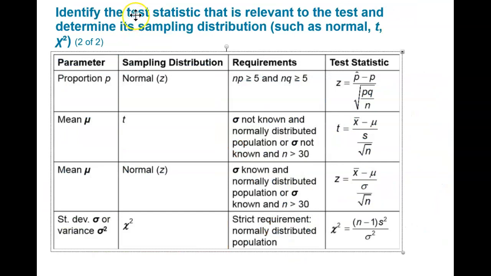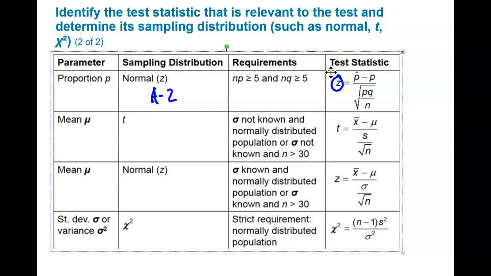Okay. Now, we're moving to identifying the test statistic. When we identify the test statistic that is relevant to our test, let's keep in mind that when we measure population proportion, we use the sampling distribution, normal distribution Z. That would be our table A2. And then the requirement is that N times P is greater than 5 and N times Q is greater than 5. And the test statistic used is Z.